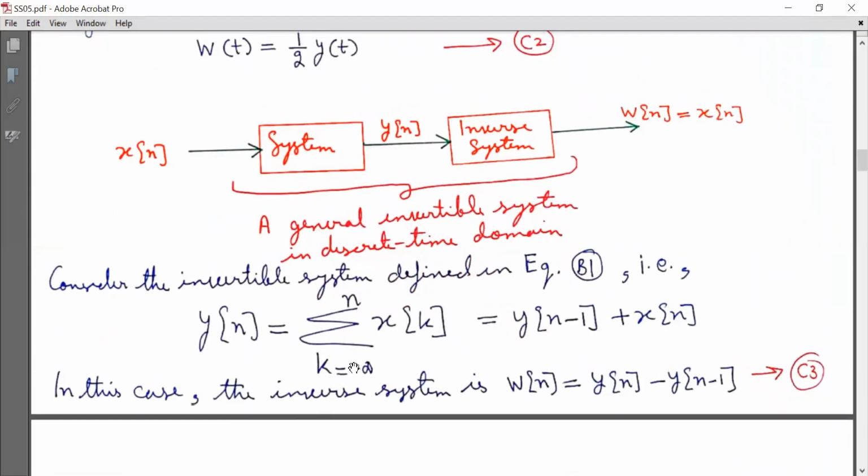Now y[n] is equal to summation k running from minus infinity to n x[k], which is equal to y[n-1] plus x[n]. In this case, the inverse system is w[n] is equal to y[n-1]. Mark it as equation C3. Now look at this equation. If I take this y[n] here, then the equation will be y[n] minus y[n-1] is equal to x[n]. So I have got the same signal. So w[n] will be equal to x[n]. So the inverse system is w[n] is equal to y[n-1].